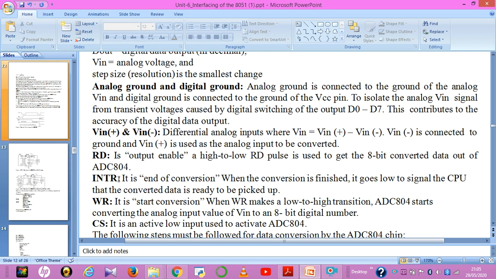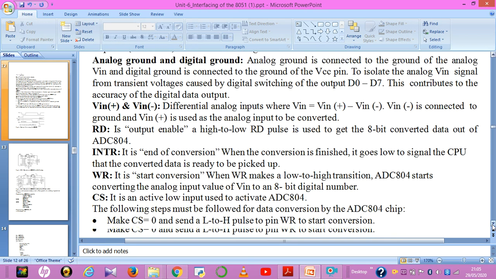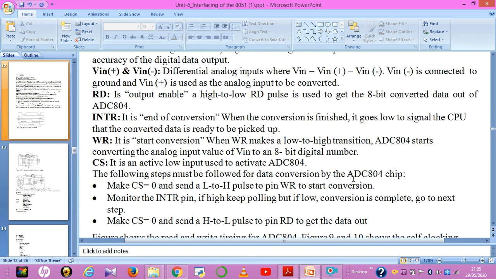Finally, the end of conversion pin is used after conversion of all your analog values into 8-bit digital output. Once conversion is finished, it sends a low signal to the CPU that the converted data is ready to pick up. If you want to start conversion, you have to use the WR pin. When WR makes a low to high transition, the ADC 0804 starts converting the analog input voltage into an 8-bit digital number. CS is an active low input used to activate the ADC 0804.